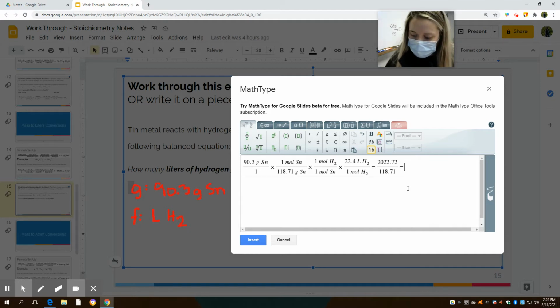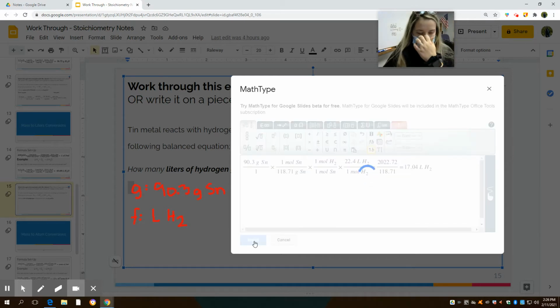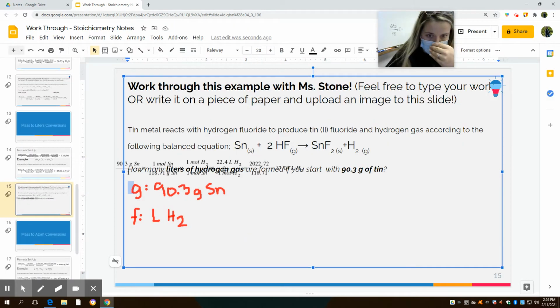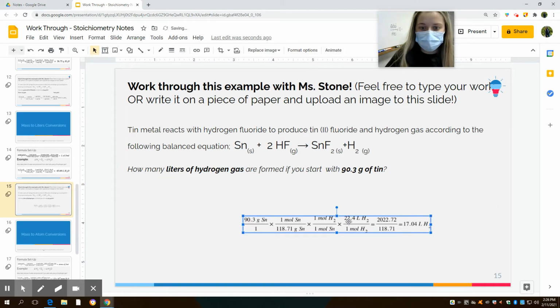That gives us 17.04. And our final unit is going to be liters of H2. So once I'm done with that, I hit insert, and then the MathType is going to put it into my PowerPoint. Sorry, my mask is making my nose itch. And then we can drag that over here if it works. And bam, we have our example done.